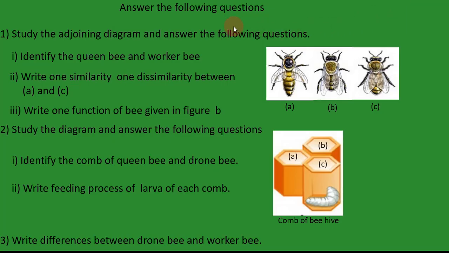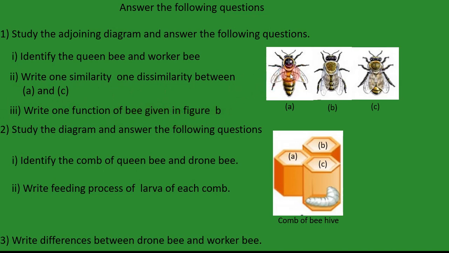Okay, now we have another set of questions. There are 3 questions, and these questions are important, and they may be asked in group B, C, or D. And questions 1 and 2 are especially for groups C and D. So let us study the questions. Study the adjoining diagram and answer the following questions. Identify the queen bee and worker bee. And the second sub-question is, write one similarity and one dissimilarity between A and C, and write one function of B given in the figure.